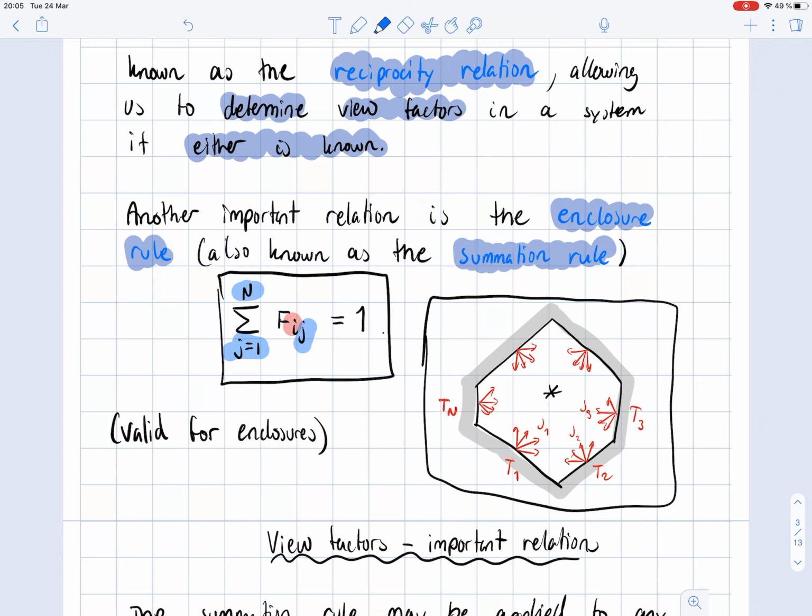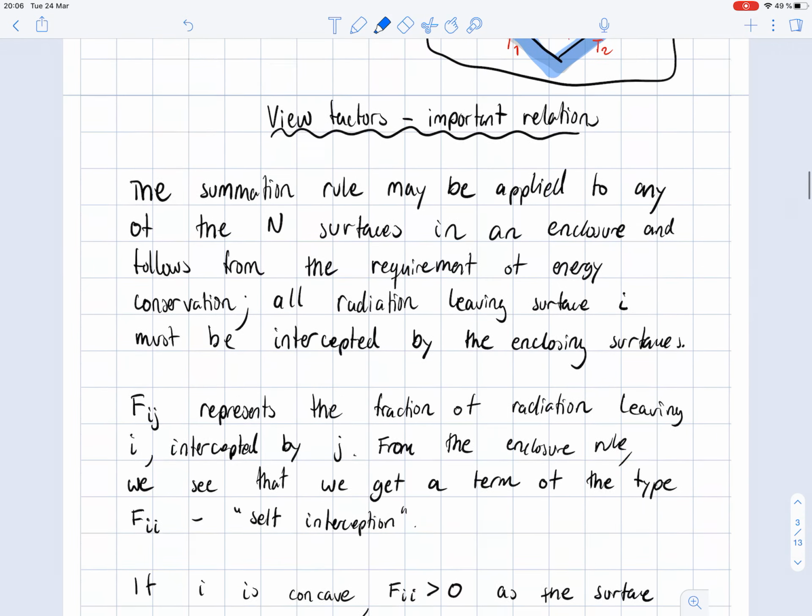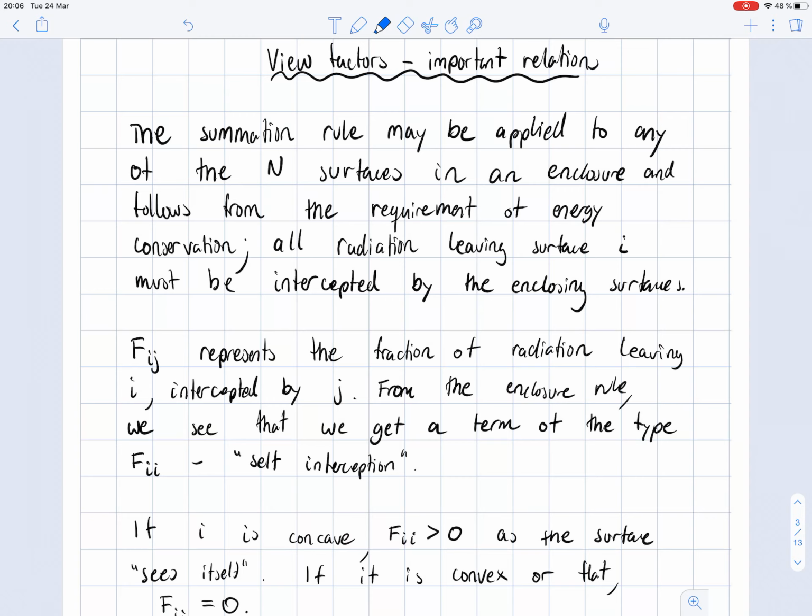Up to n, where n is the n surfaces that we have surrounding our system. So this summation rule is applied to any of the n surfaces in an enclosure. And it follows from energy conservation. All radiation which is leaving some surface i has to be intercepted by the enclosing surfaces. If not, energy will be lost within the system.